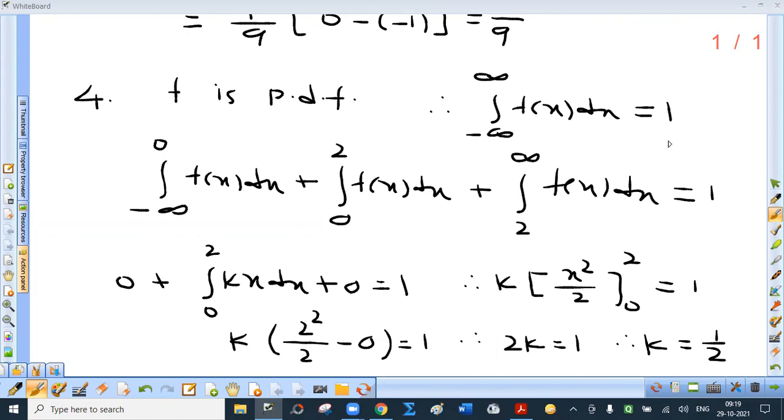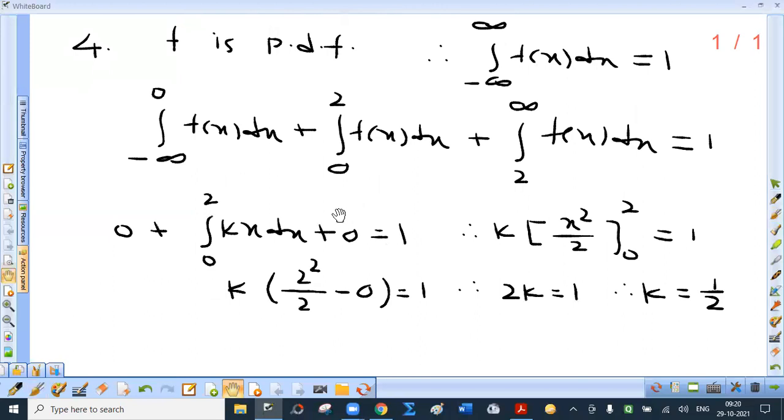You may argue that f of x is kx for 0 less than x less than 2 and is 0 otherwise, so why can't we write this directly? But again, I say that it is better if you say that as it is a PDF, the integral from minus infinity to infinity of f(x) dx is 1. We split this interval into minus infinity to 0, 0 to 2, 2 to infinity. For first and third, the function is equal to 0, and for the second, it is kx.